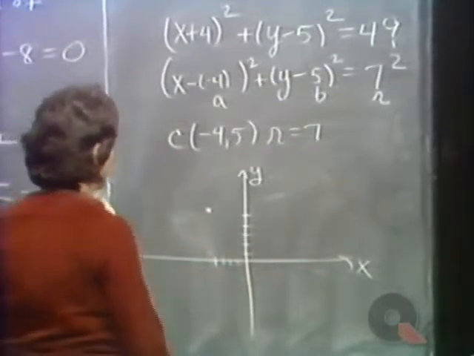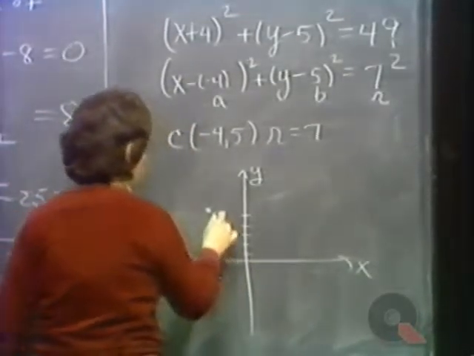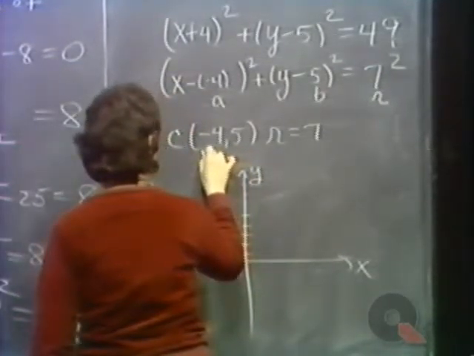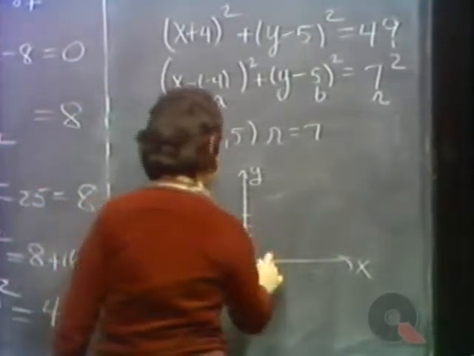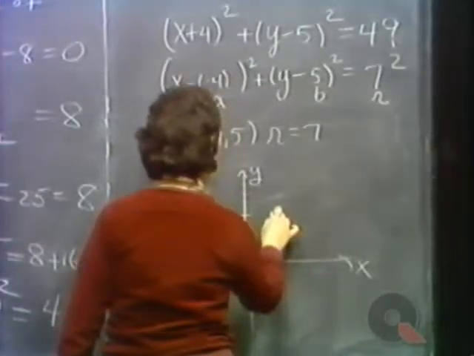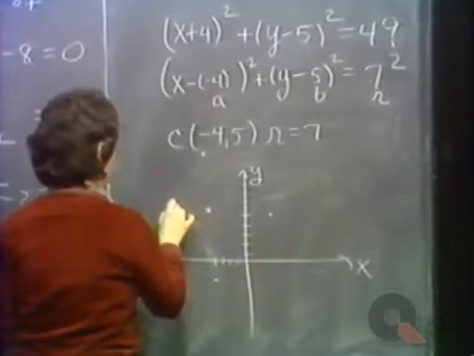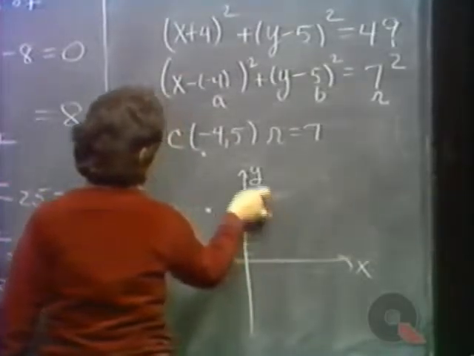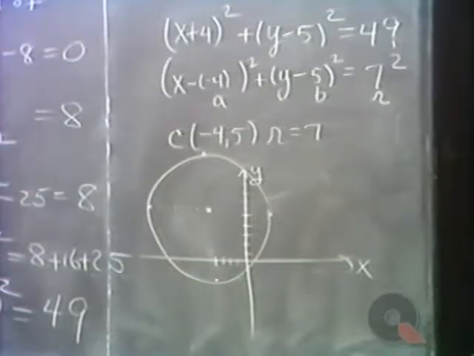We now go down 7 from here, up 7, here, to the right 7. We're already 4 over, so we just have to go, but at this level, and to the left 7. And then we try to draw a circle going through those points. Center at minus 4, 5, radius 7.